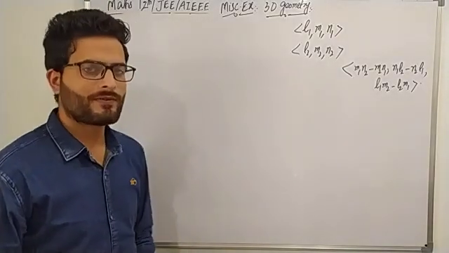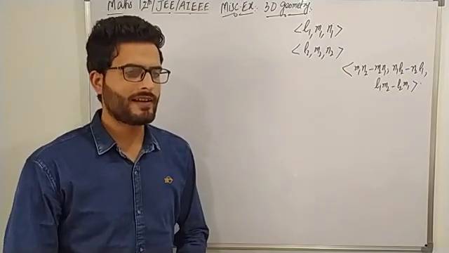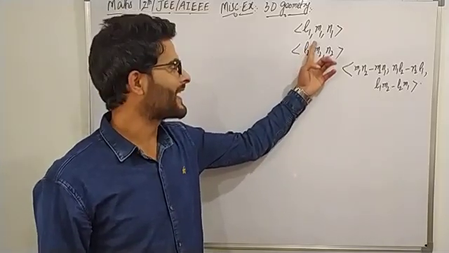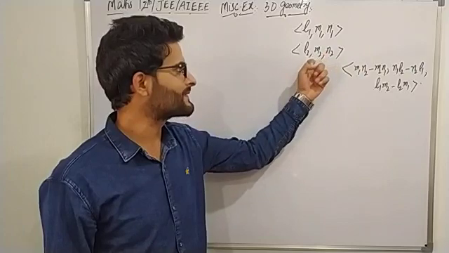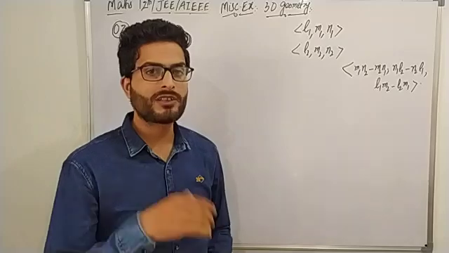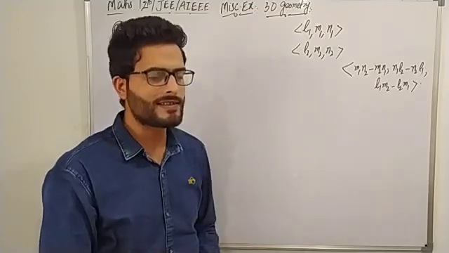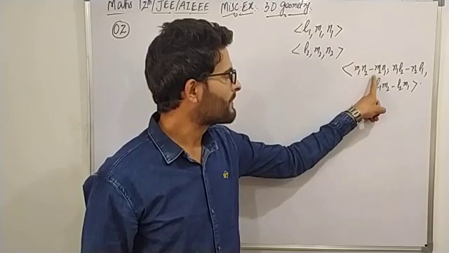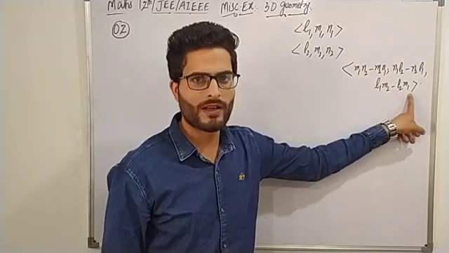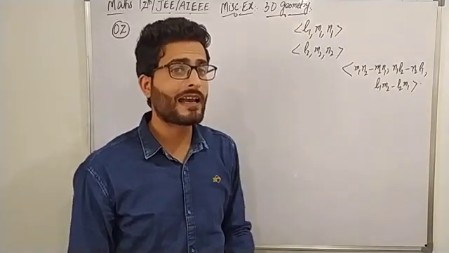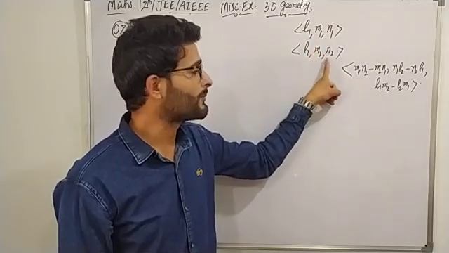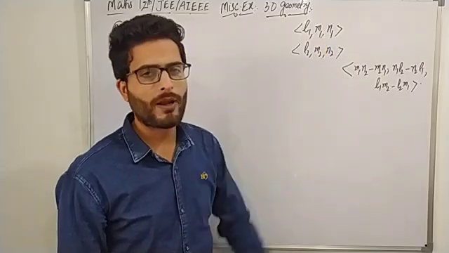Now we are on question number second of this miscellaneous exercise, and in that question we have two lines with their given direction cosines. The direction cosines of the first line are L1, M1, N1, and the direction cosines of the second line are L2, M2, N2. Then we have to prove that the direction cosines of the third line, which is perpendicular to these lines, are M1 N2 minus M2 N1, N1 L2 minus N2 L1, L1 M2 minus L2 M1. But these lines are also perpendicular to each other.